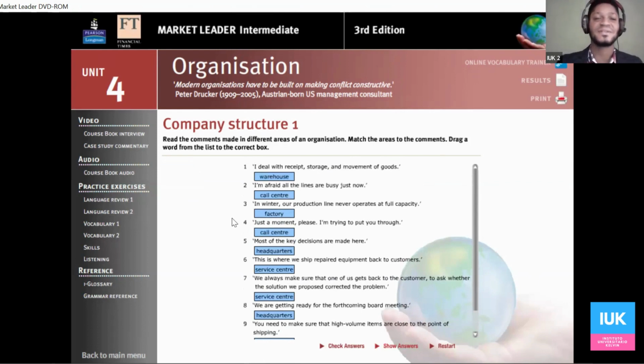Let's find out. Number 1, I deal with receipt, storage, and movement of goods. That's the warehouse. The warehouse is where your goods are received, stored, and then moved around, either to be distributed to customers or consumers, or to be moved from one office to another. Simply put, the warehouse is where a company stores its items for use later.